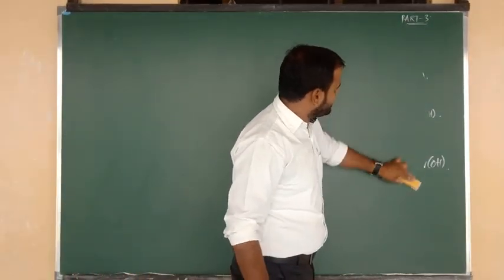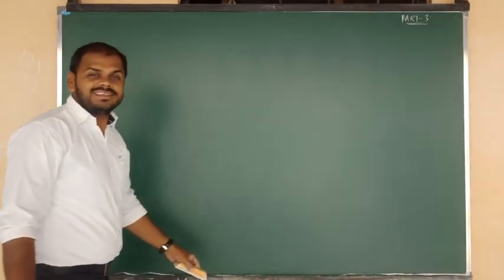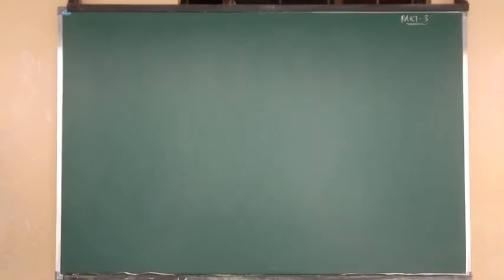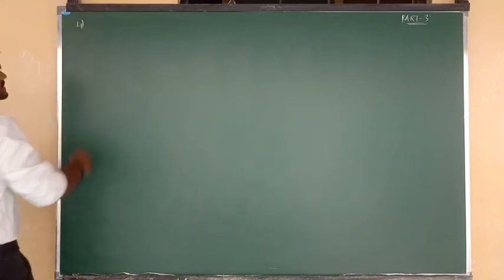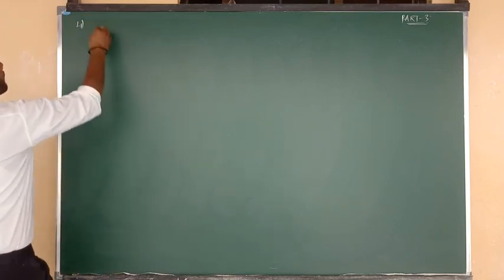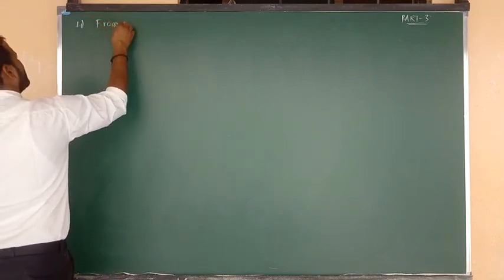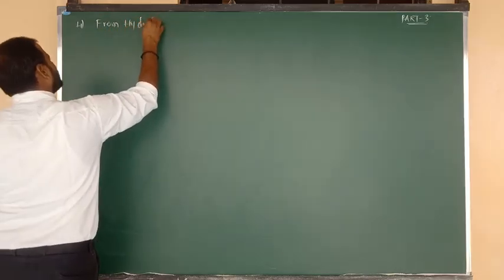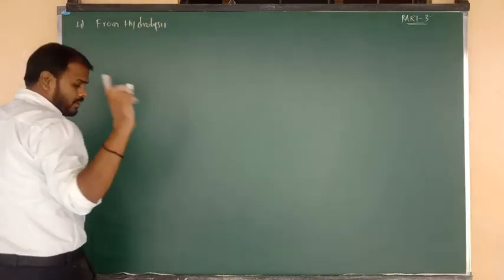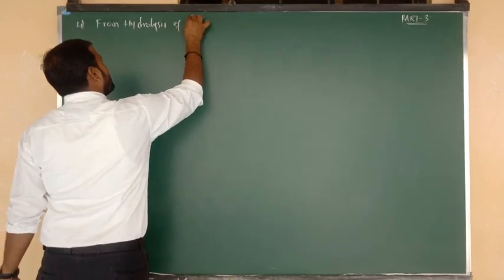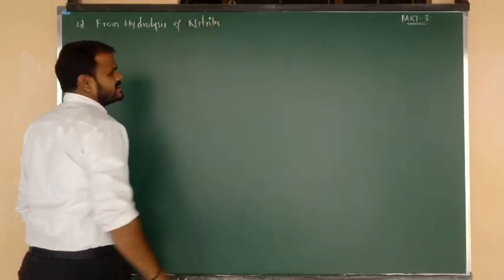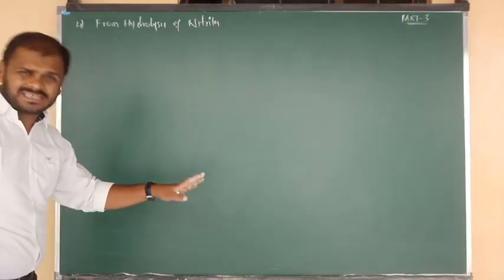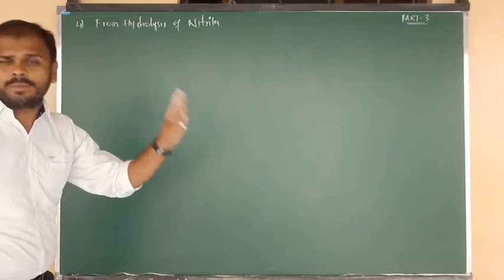Third method of preparation is from nitriles. What is another name of nitriles? Cyanides. So in the preparation of carboxylic acids, the fourth method is from hydrolysis of nitriles, a very important reaction. All these reactions are NCERT textbook reactions, very important from the theory point of view.